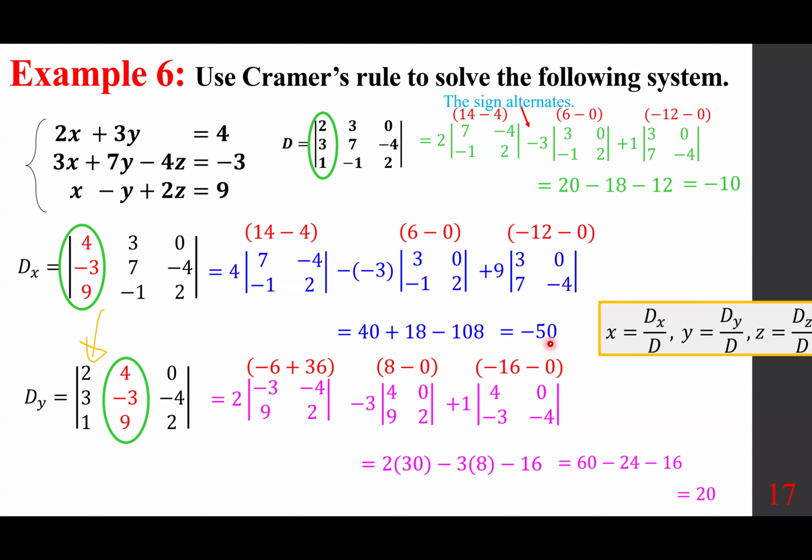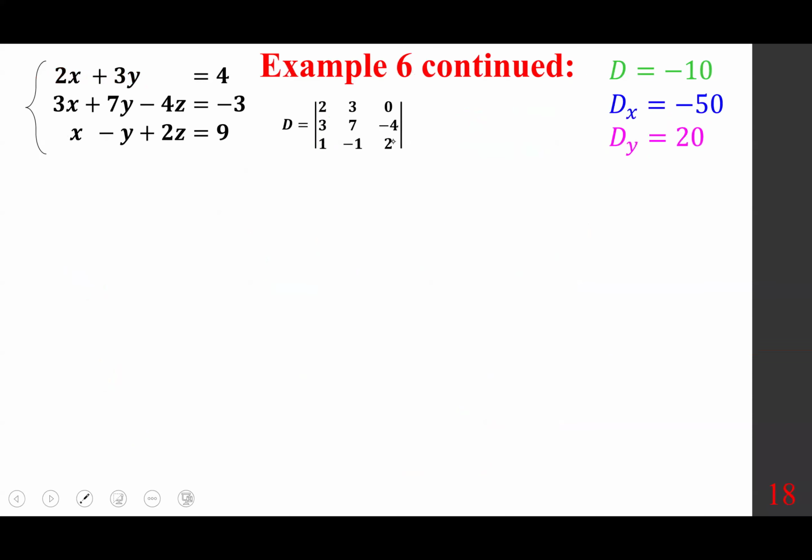There's one more left, and that's d sub z. We got to find that. Which means in the next page, we are going to change this last column of d to this. By the way, this is the information from the previous page. Now this last column is changed.